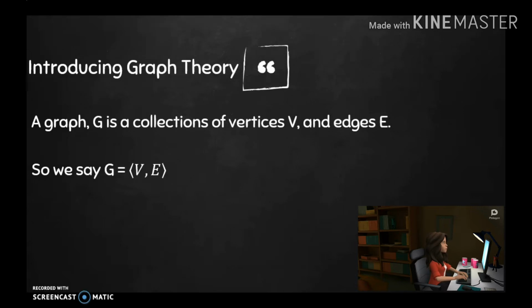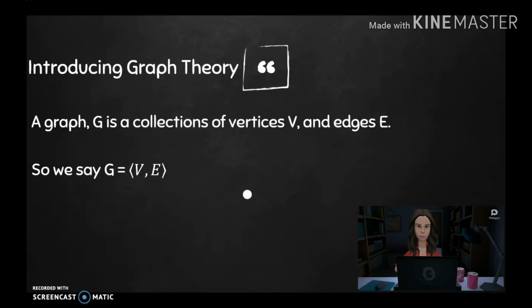Well, a graph is simply a collection of vertices and edges. We say that a graph G is an ordered pair of V and E, with vertices and edges. What I mean by vertices and edges is that we represent vertices by dots. So there are some dots. We can label them if we want. So we call these A, B, and X.